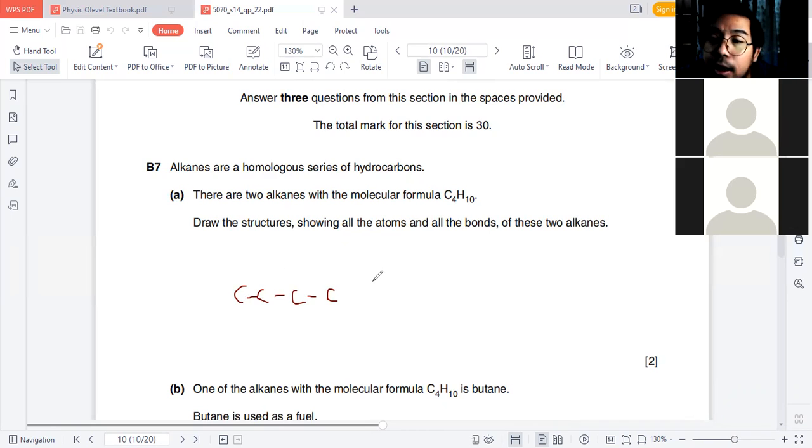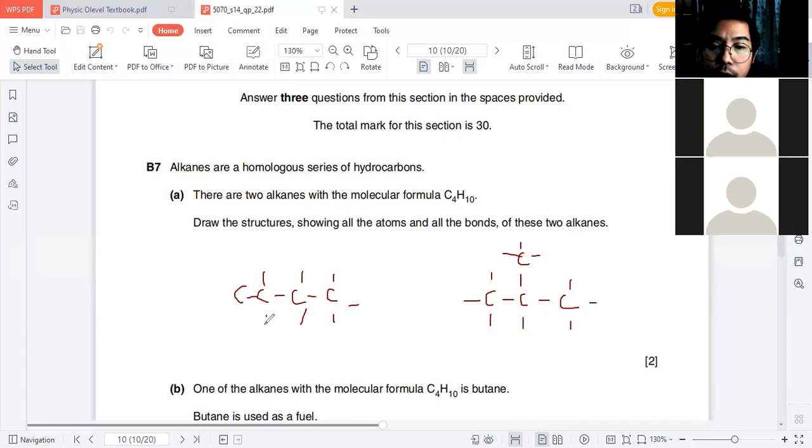Now the second thing, I need to make sure that the number of carbon and the number of hydrogen would be the same. So I'm going to rearrange the carbon itself. I put C, C, and C, then I put another C here, so I have C4. The number of hydrogen should be the same. So far so good. This is what we call an isomer, because it has the same molecular formula, but a different molecular structure.